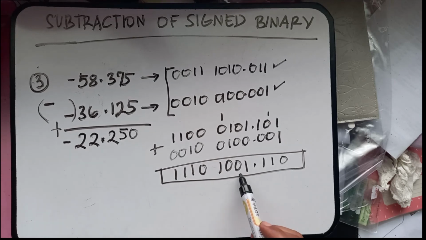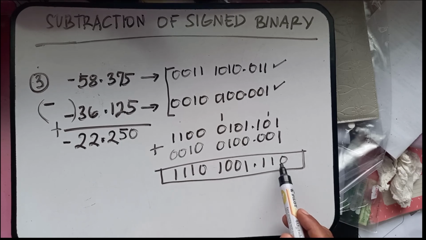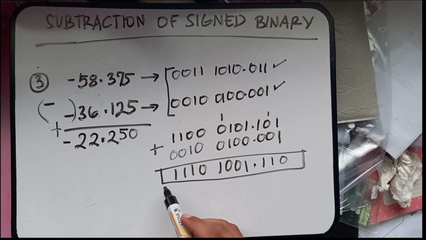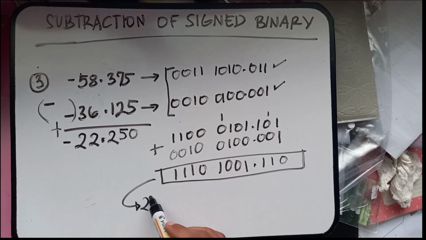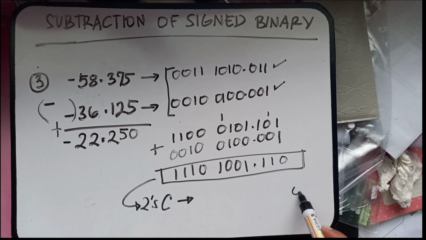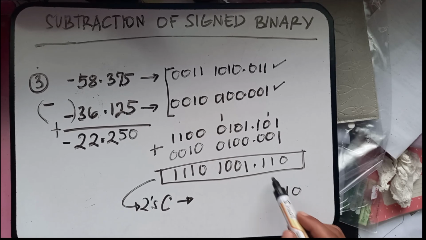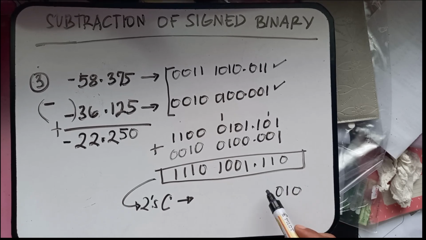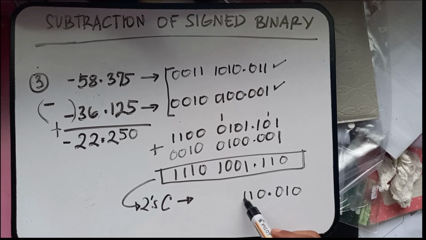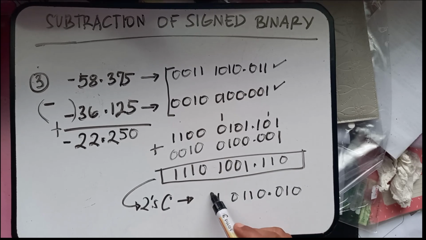So let's check if this is really negative 22.25 also. So for us to check if this binary is negative 22.25, let's apply 2's complement. So this becomes 0, 1, this becomes 0, and then 0, 1, 1, 0, 1, 0, 0, 0.